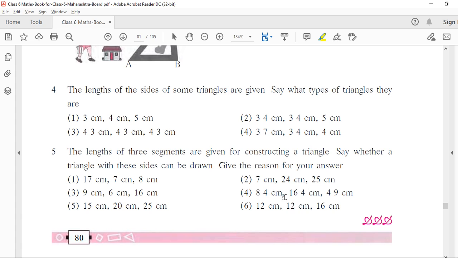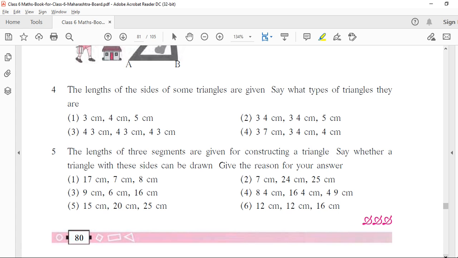Now in this case, 8.4, 16.4, 4.9. The smaller are 8.4 and 4.9. If you add 8.4 and 4.9, that will be 13.3. Is 13.3 greater than 16.4? No. So we cannot form a triangle in this case. Fifth sum, 15, 20, 25. The smaller ones are 15 and 20. 15 and 20 is 35. Is 35 greater than 25? Yes, so we can form a triangle over here. 12, 12, 16. 12 plus 12 is 24. Is 24 greater than 16? Yes, so we can form a triangle in this case.